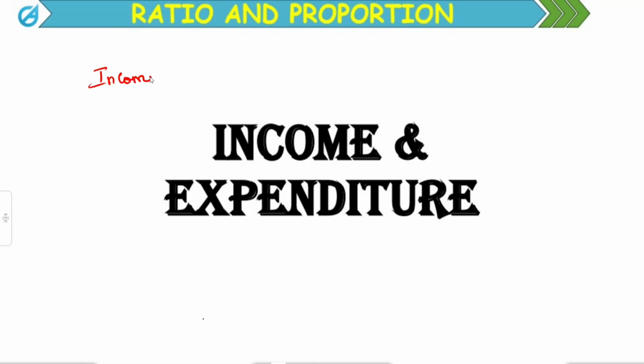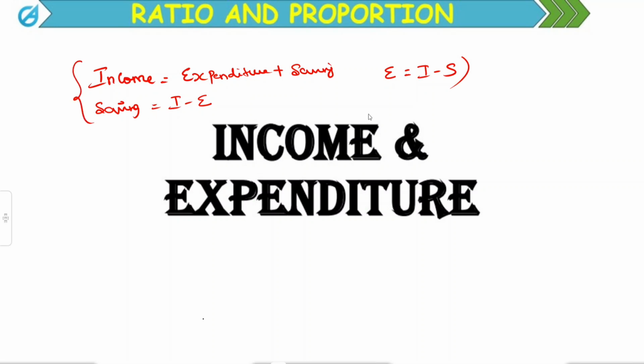See, what is this income? Income is nothing but expenditure plus savings. So savings is equal to income minus expenditure. Or expenditure is equal to income minus savings. This thing we have to remember.